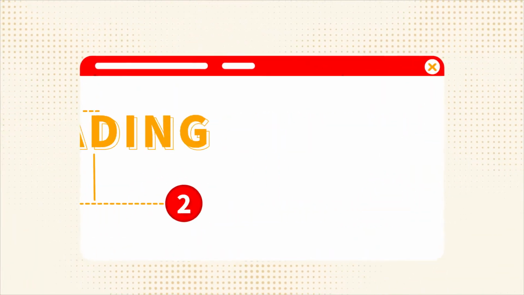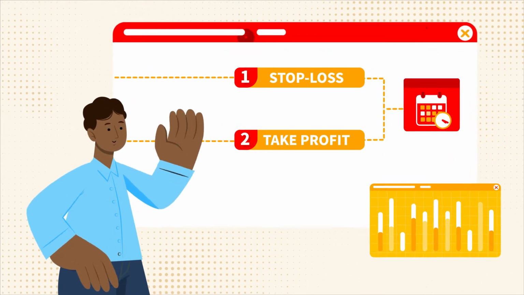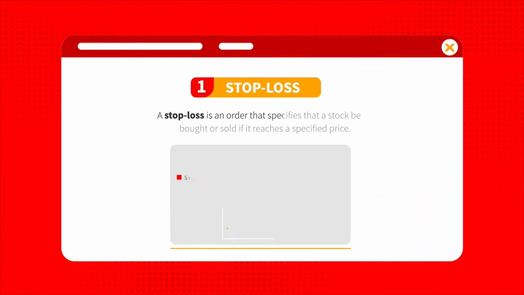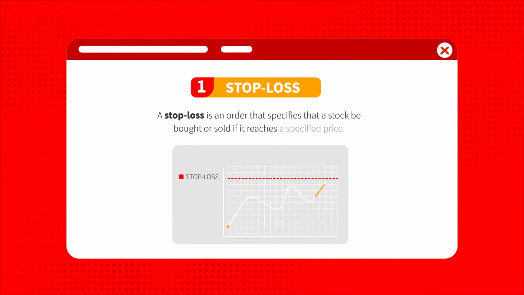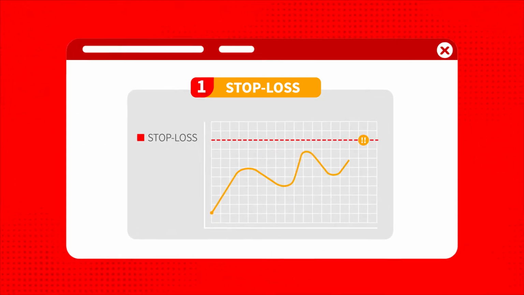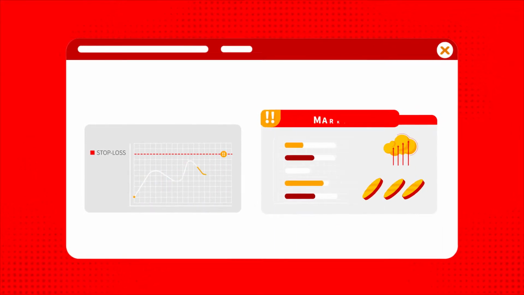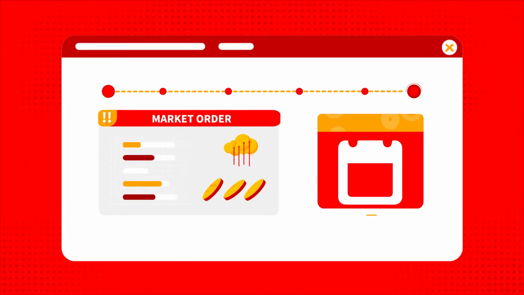trading. When a trader opens a position, they have the option to place a stop loss or a take profit order along with it. A stop loss is an order that specifies that a stock be bought or sold if it reaches a specified price. The specified price is known as the stop price. Once the stop price is met, the stop order becomes a market order and is executed at the next available opportunity.